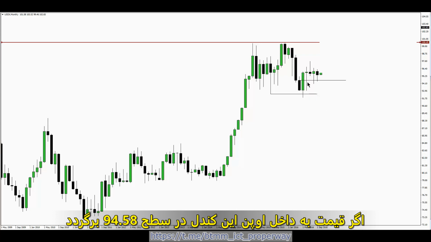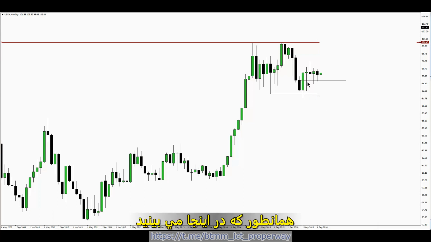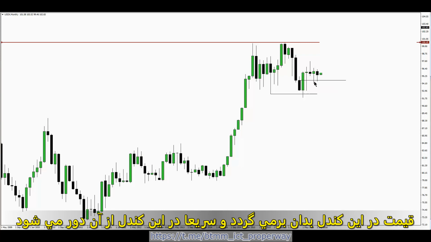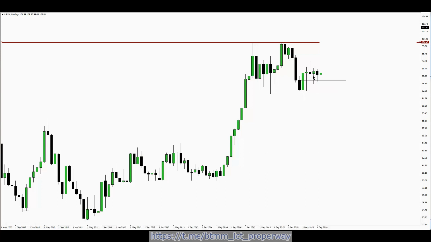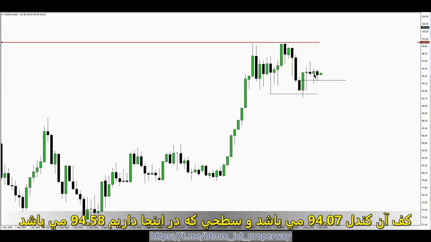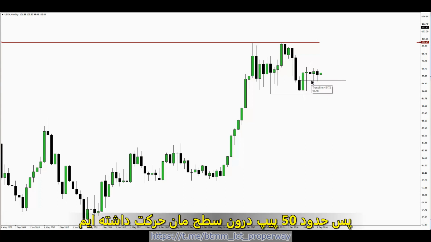So when price trades back down into it, as you can see here, move over a little bit more, show more data. Price trades down into it on this candle. Now it quickly moves away from it on this candle here. But at that moment when it hits this, the low on that candle comes in at 94.07. And the level we had here is 94.58. So about 50 pips thereabouts in terms of movement through the level.